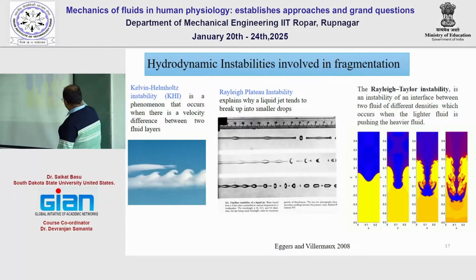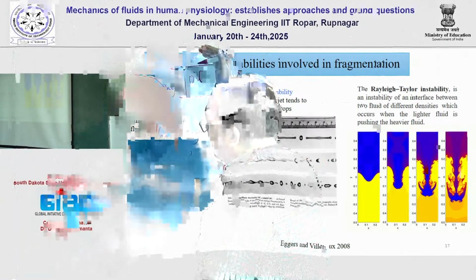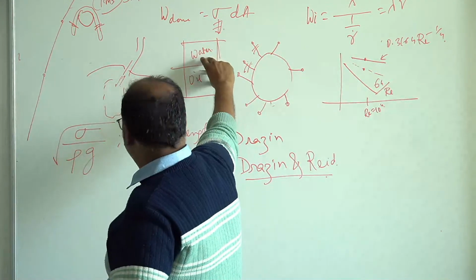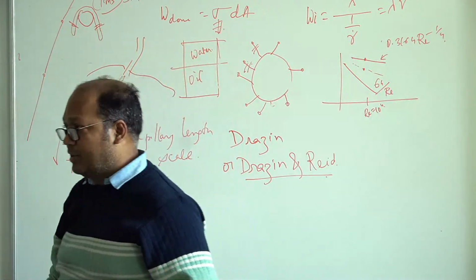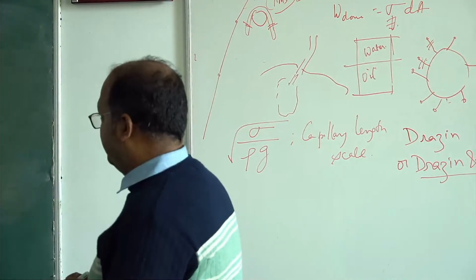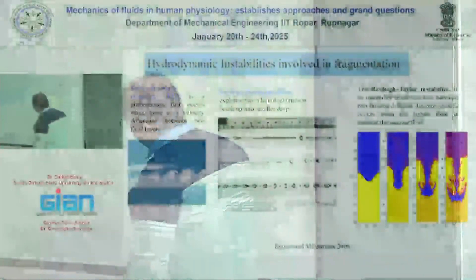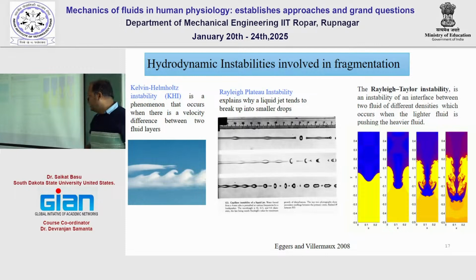Similarly, like the Rayleigh instability, there is another sort of instability, the Rayleigh-Taylor instability, which you can see when the lighter fluid is pushing the heavier fluid. So let's say initially the water is heavier than the oil, so essentially, since it is an unstable system, the water will tend to push through the oil, right? So that creates this sort of instability. What this review paper by Eggers and Villermaux suggested is that the fragmentation process is obviously a complicated process, and it is a combination of all these three hydrodynamic instability processes.